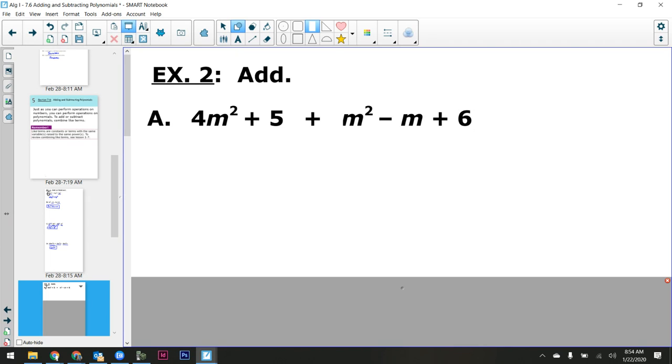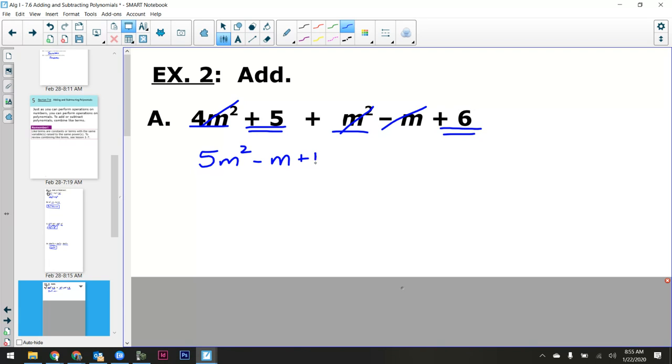And now this becomes a problem that I just did on the last slide, right? So now what we're going to do is just combine the like terms. I'm going to say, okay, 4m squared and an m squared gets us a 5m squared. What should come next? Minus m. Good. In standard form. And then a 5 and a 6 make 11. Does that make sense? So just make sure that you're putting it into standard form always. So when you're adding, you're basically just combining like terms. You're just ignoring the parentheses and just combining the like variables.